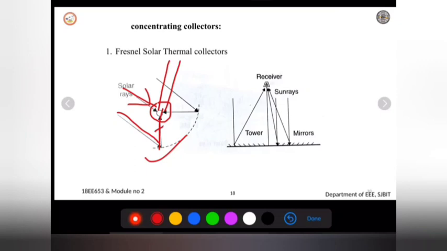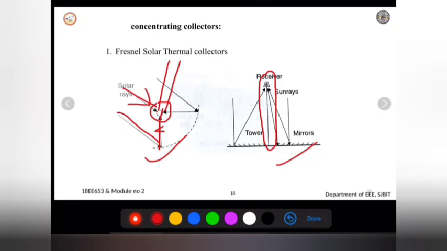There is one more, LFR, we used to say linear reflector, where we make use of linear lenses. So the second diagram you can see. This is my tower, this part. On the top of the tower, we have a receiver where the fluid will be placed once again, where I can obtain a maximum temperature by concentrating all the solar radiation using mirrors at that receiver point.